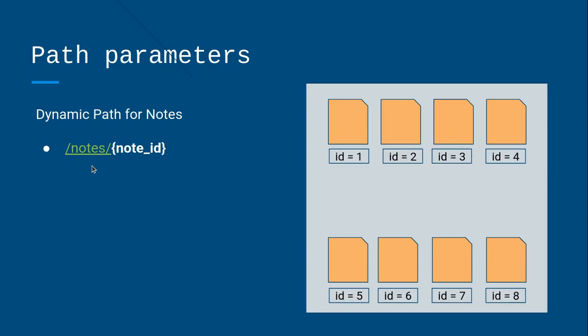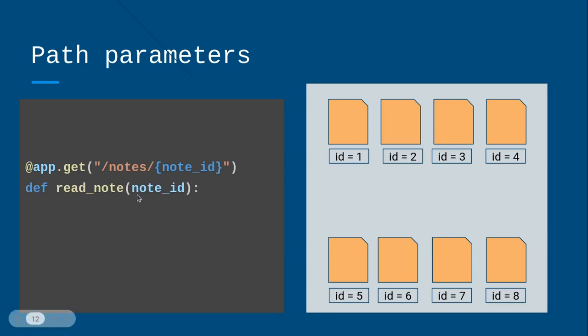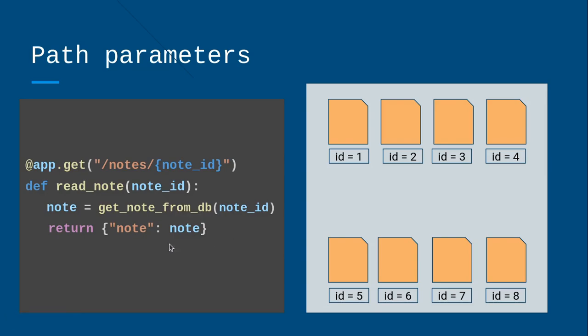Now in order to code this in FastAPI, the first thing we have to do is make a GET request to this particular endpoint. What we expect from the user is an ID. So we create a function where we are expecting that the user is sending an ID, and we grab that node from the database and return it.